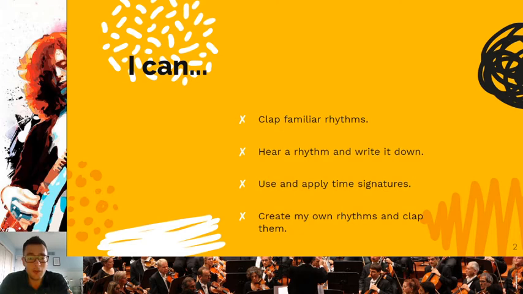So your I can statements for today: I can clap familiar rhythms, I can hear a rhythm and successfully write it down, I can use and apply the time signature, and I can create my own rhythms and clap them. It's a lot today, but they're all kind of related to each other, so it's just different sides of the same coin, so don't feel like this is going to be too much right away. There are some things that you might want to spend a little bit of time on just to digest correctly, but I think we'll be okay.